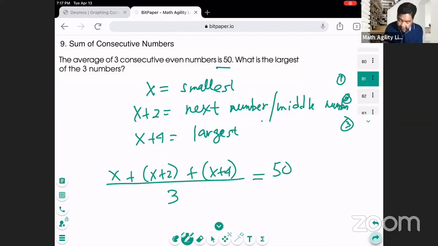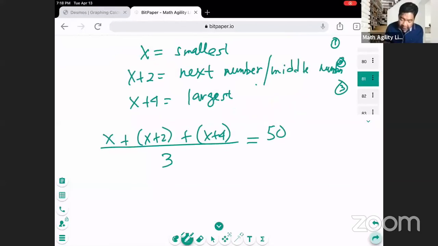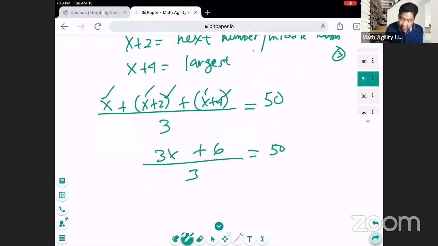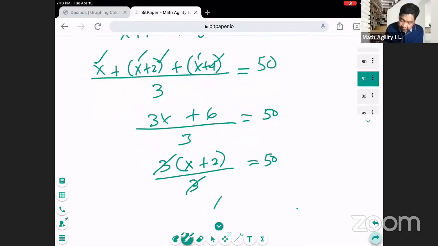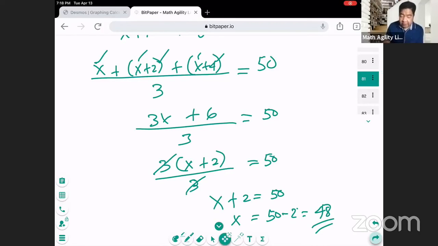Okay, so let's try to simplify this. Combining like terms, x plus x plus x would be 3x, and then 2 plus 4 here would be 6, right? Divided by 3 equals 50. So we can see there's a common term of 3. If we factor out 3, we have 3 times x plus 2, divided by 3. So 3 cancels out, and we have x plus 2 equals 50. So x is 50 minus 2, which is 48, right? So we know that the smallest number is 48.